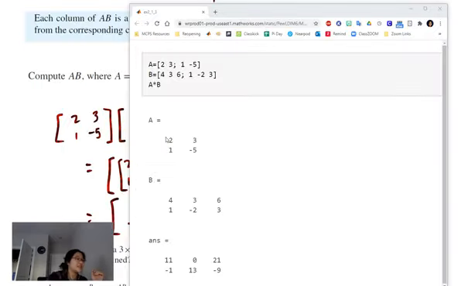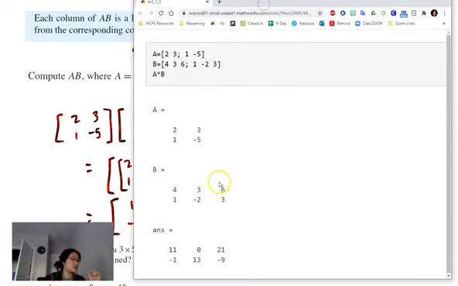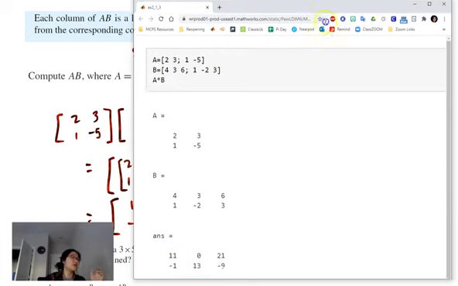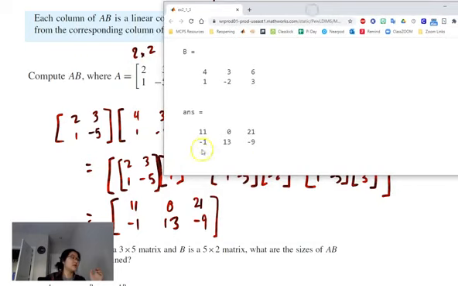So I checked it in MATLAB. I put in A and B, and then I had A times B, and then I clicked the publish button. Publish is really nice because then it gets you what you had typed in and your outputs. I guess we could have suppressed these with semicolons, but that's okay. And then we ended up with 11, 0, 21, negative 1, 13, negative 9. Yes.